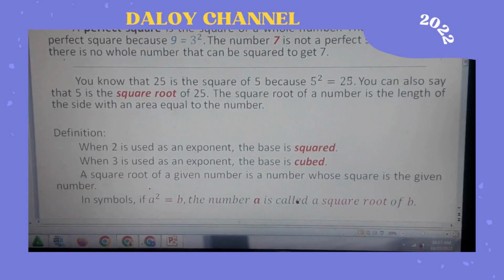A perfect square is the square of a whole number. The number 9 is a perfect square because 9 is equal to 3 to the power of 2, or 3 times 3. The number 7 is not a perfect square because there's no whole number that can be squared to get 7.